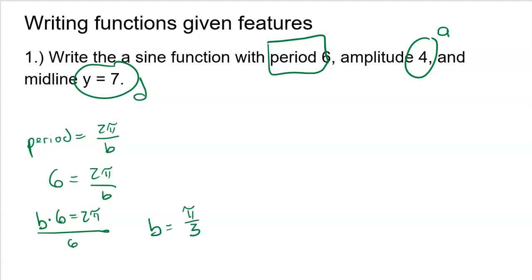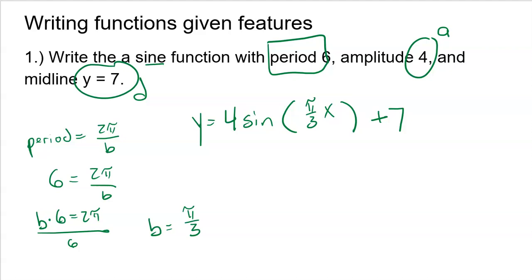So now when I write my function here, I'm going to write y equals, this is a sine function, amplitude goes first, 4 sine, inside, and then I have a plus 7 on the outside, that's my midline. Now on the inside is b times x, that's going to be pi over 3 times x. So there it is, it's really that easy.